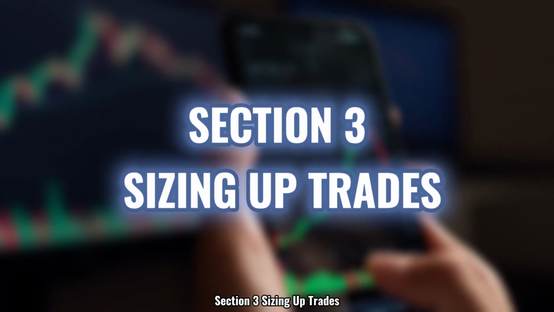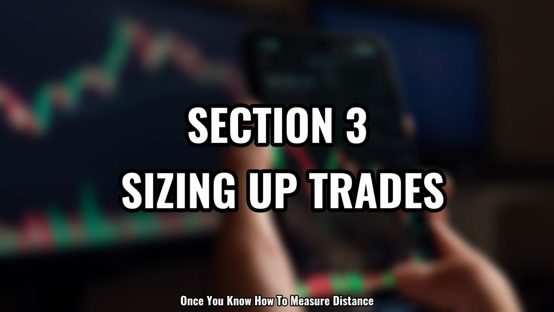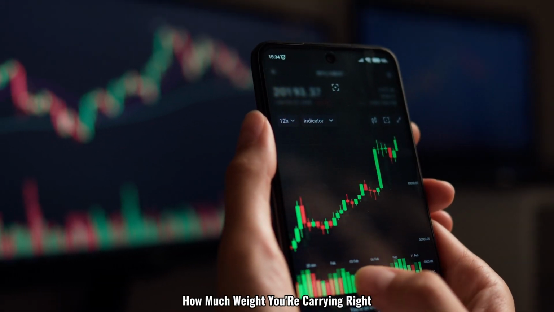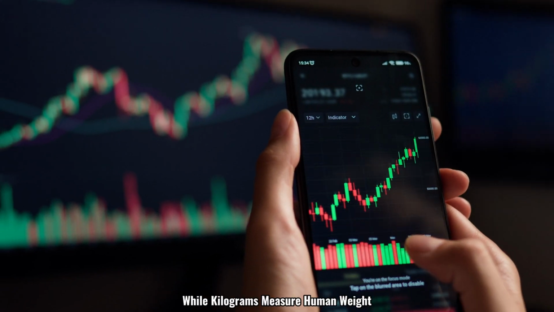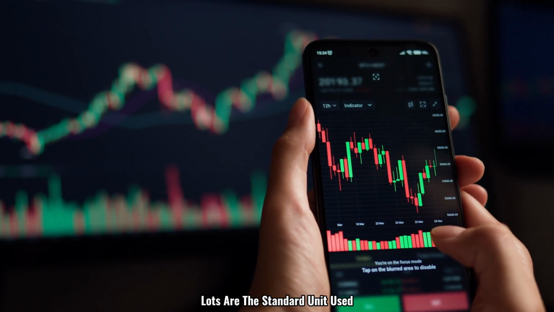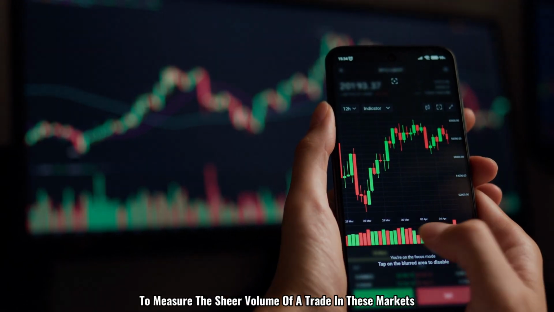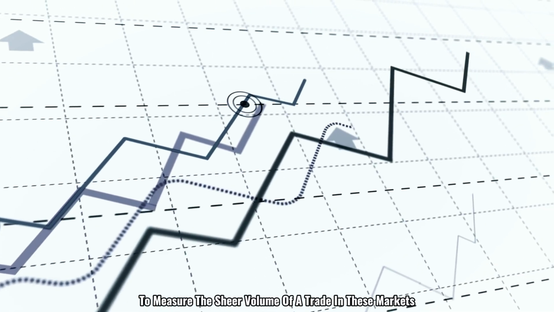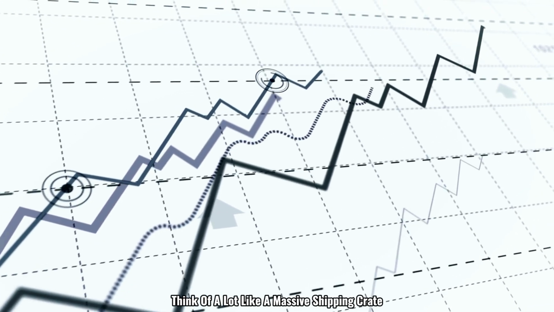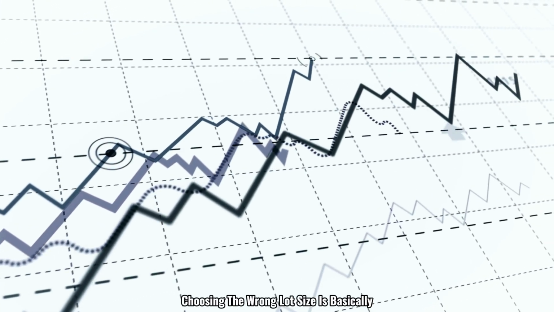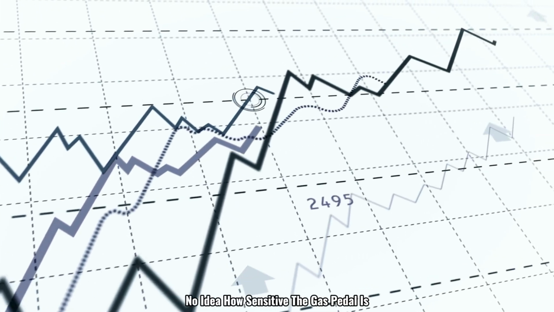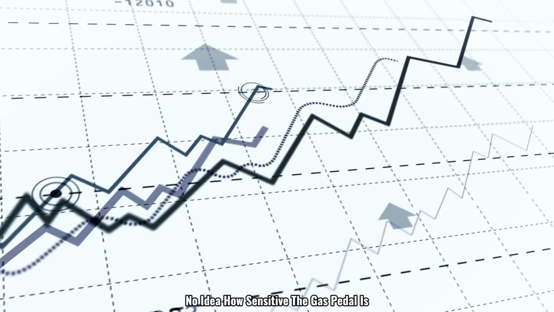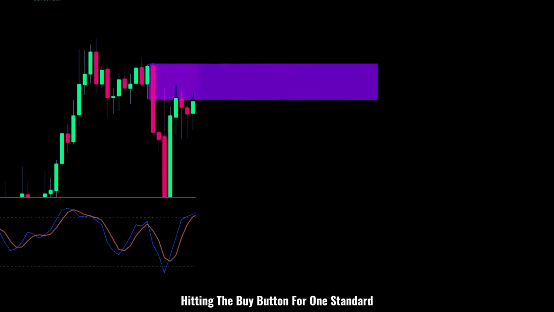Section 3, sizing up trades. Once you know how to measure distance, you kind of have to know how much weight you're carrying. Right. The source uses another great analogy. While kilograms measure human weight, lots are the standard unit used to measure the sheer volume of a trade in these markets. Think of a lot like a massive shipping crate. Choosing the wrong lot size is basically like driving a Formula 1 car but having absolutely no idea how sensitive the gas pedal is.